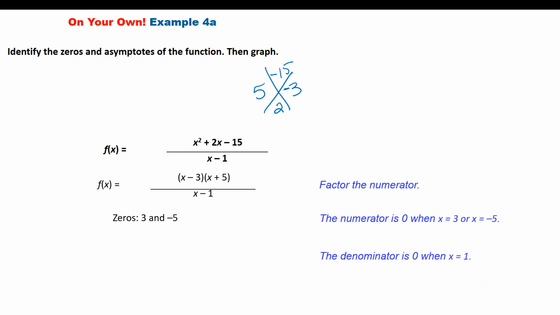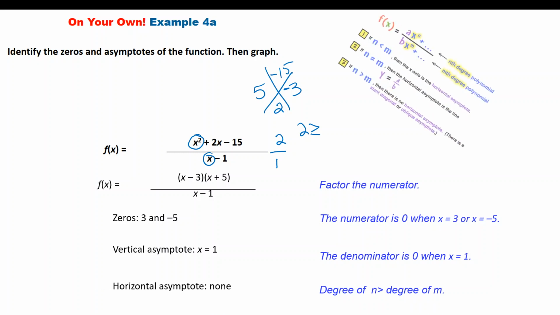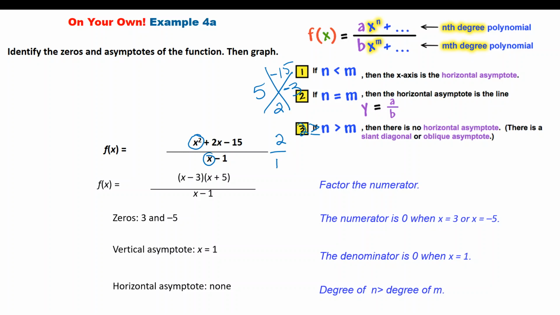Now, I'm going to look at my denominator, and I can see that when x equals 1, my denominator will be 0. So that tells me that I'm going to have a vertical asymptote at x equals 1. All right, finally, I need to figure out what about my horizontal. So I'm going to look at the degrees of my leading terms, and I have a 2 and a 1. And I know that 2 is greater than 1. So I can look at my chart here. When 2 is greater, there are no horizontal asymptotes. All right, so my answer says there's none.